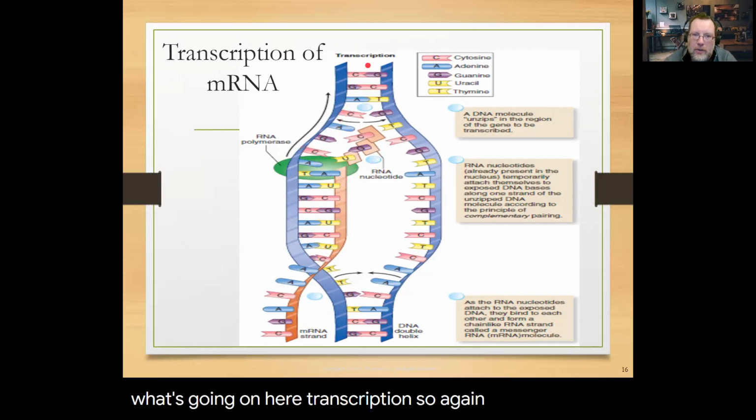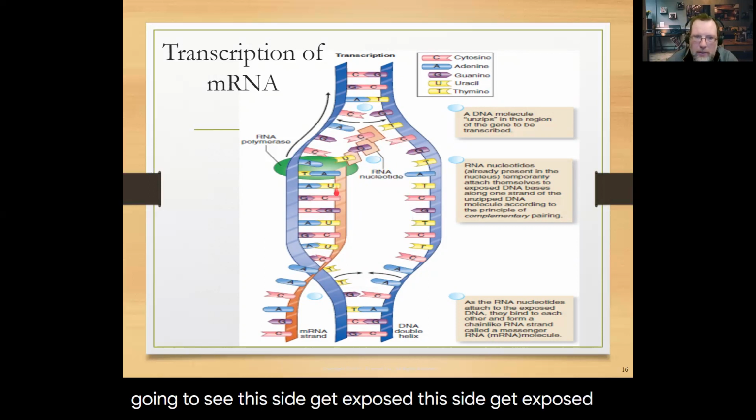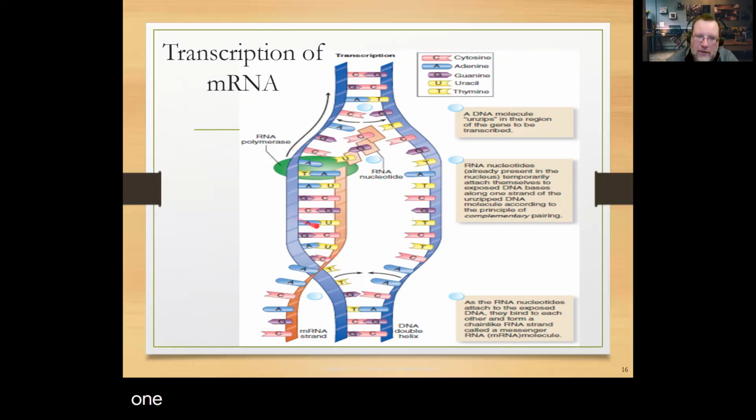So again, we see the DNA unzips, and we have these little RNA nucleotides floating around inside the nucleoplasm or inside of the nucleus. As soon as a DNA molecule unzips, we're going to see this side get exposed, this side get exposed. So one side of it is going to start getting the matches. So we see the C's coming with the G's coming in with the C's. And remember, there are no T nucleotides in RNA. We have U's, uracil, so those come in with the A's, come in with the T's, and so on.